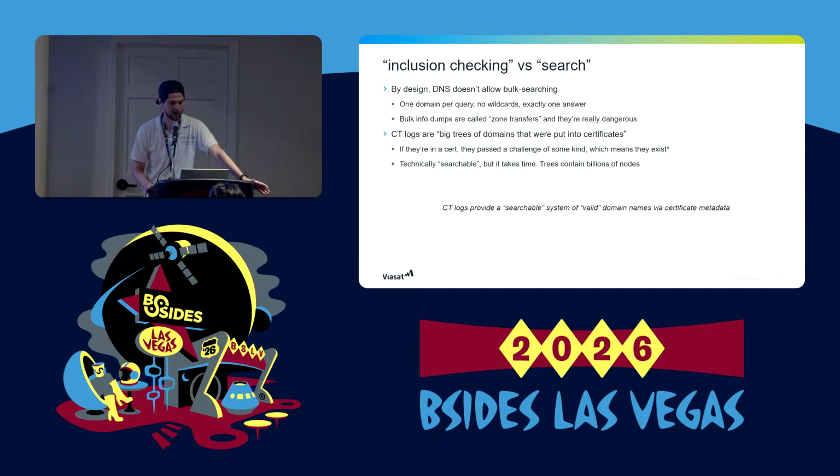Certificate transparency logs are, by design, big trees of domains that were put into certificates. If they're in a certificate, they passed a challenge of some kind, which means they probably exist, which means I can probably find them in DNS. And you can search these trees. It takes time. They have billions and billions of nodes. We issue like 500 million certificates, I don't know if it's per month or per year, and that number's only going up as we drop certificate lifetime. So these trees are gigantic. But the takeaway here is that certificate transparency logs provide a searchable system of valid domain names via certificate metadata. Essentially, we built a whole system on top of DNS to allow you to search it.